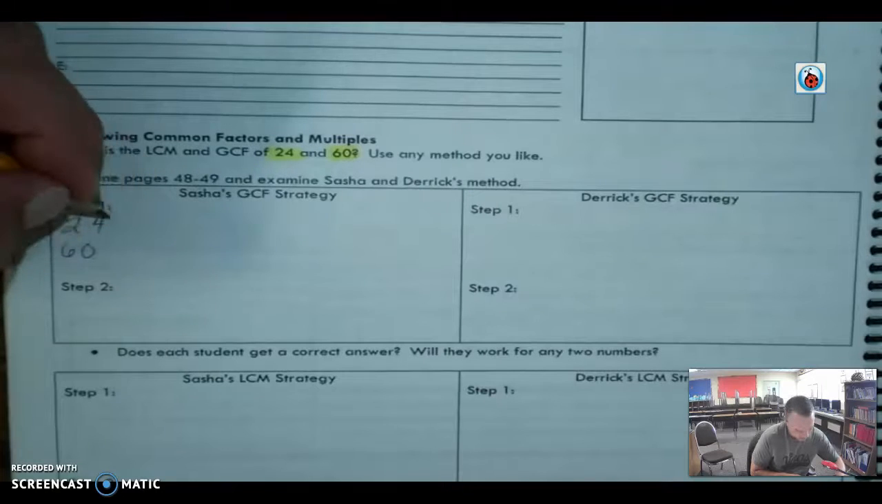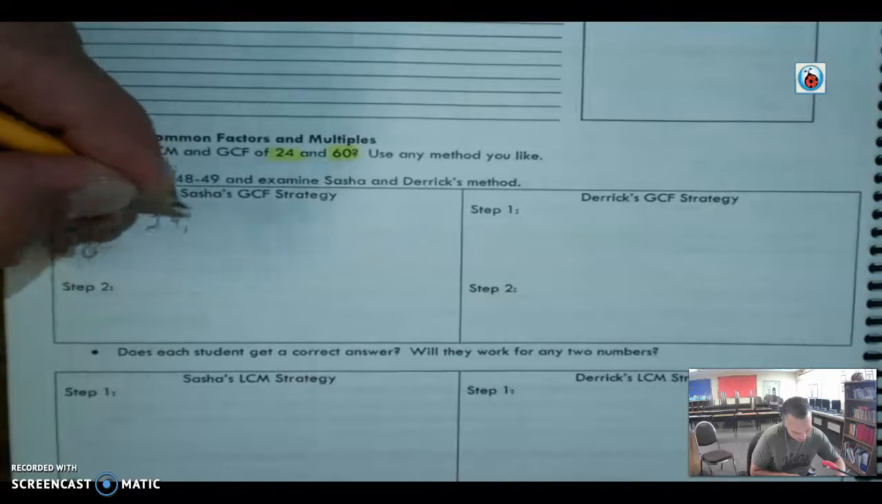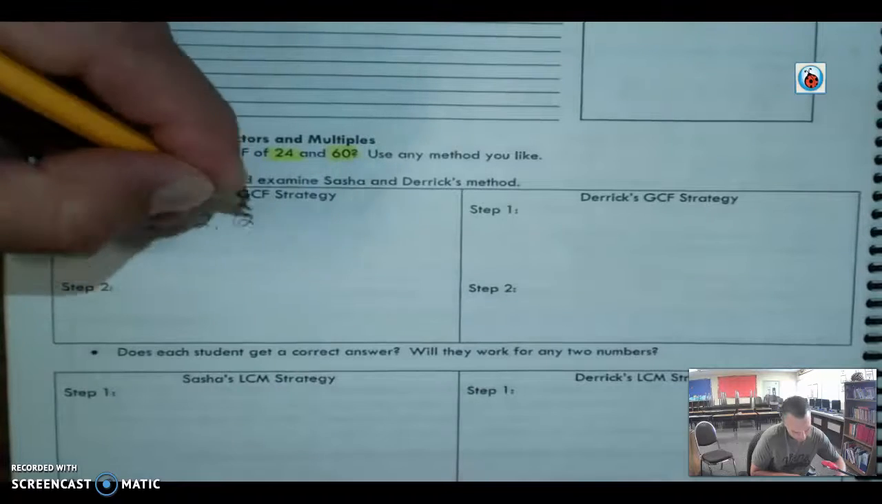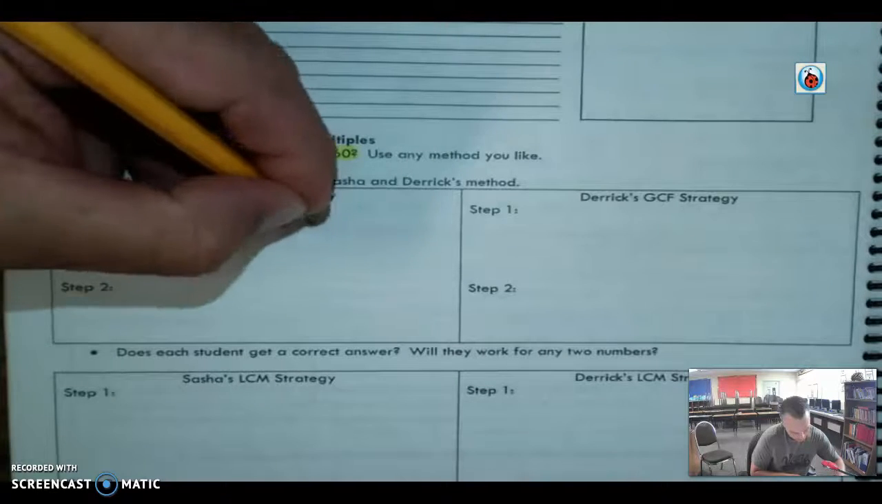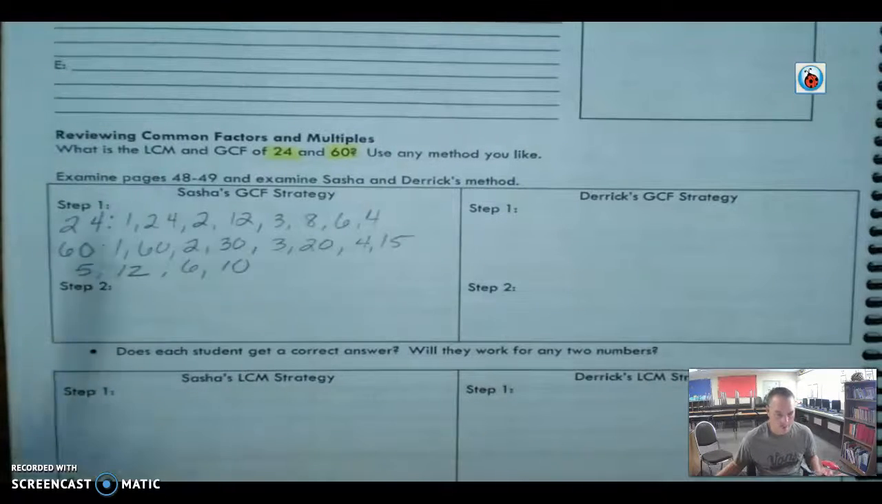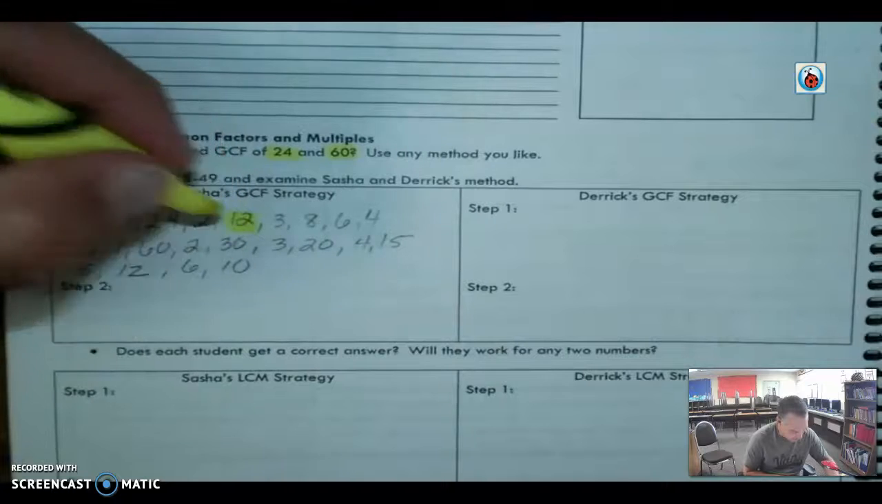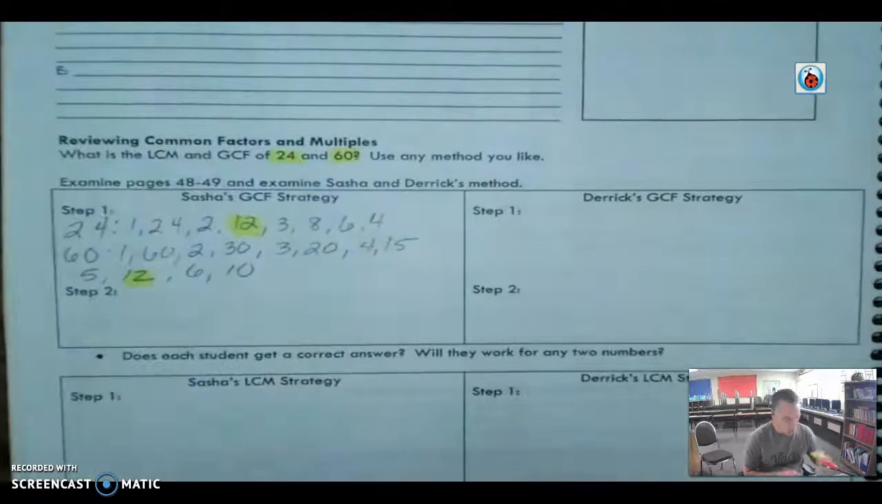Okay? Just put a colon there, so we're going to have 1 and 24, 2 and 12, 3 and 8, 6 and 4. So go ahead and list all the factors for 60. Okay, so step 1 would be to list all the factors like we did, so you can see now I have 60. And step 2 is just to identify the greatest shared factor. So as I'm looking along, the greatest factor that I see they share is going to be 12. Okay? So it's a 12.